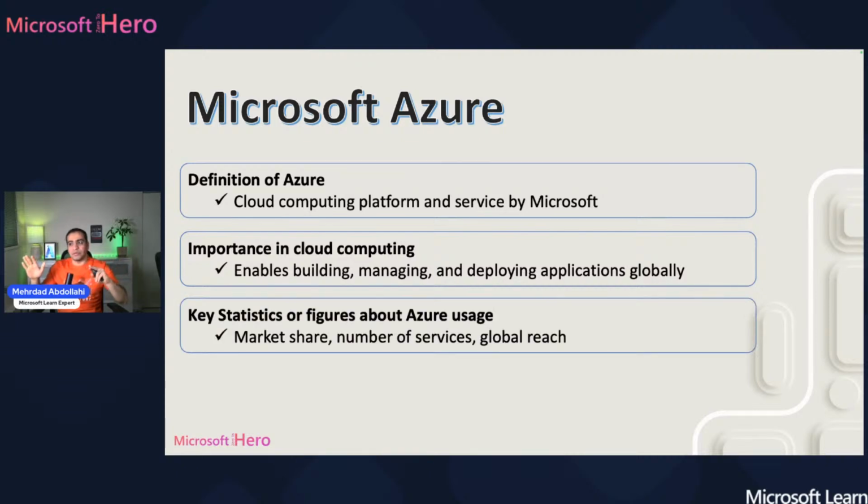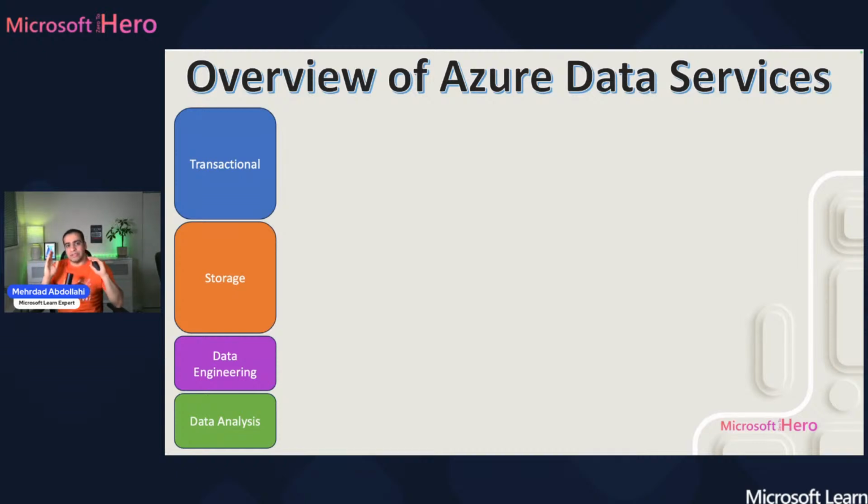I don't want to talk about this one, but what I want to talk about is the data services within Microsoft Azure. So again, back to the slide where we talked about the organizational data. We mentioned that we have different types of data, right? We've got the transactional data. We need maybe sometimes unstructured or semi-structured data to be stored somewhere. So we need some storage options, and we need some tools for data engineering and also for data analysis.